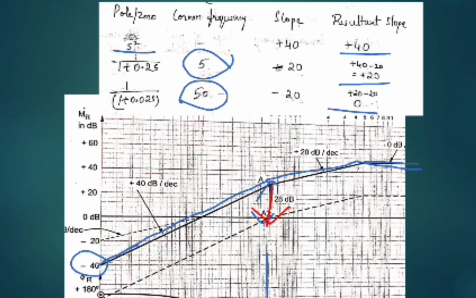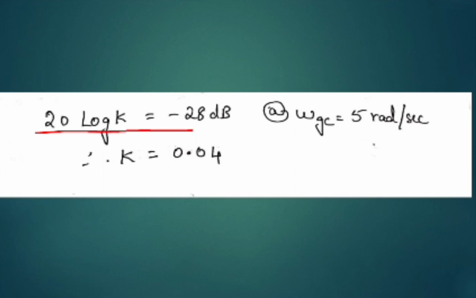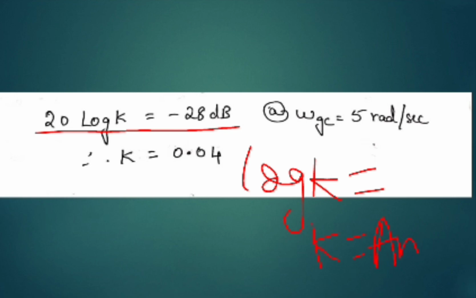So now we'll calculate the value of k accordingly. 20 log k is equal to minus 28 decibels. So therefore the log k value will be equal to minus 28 decibels divided by 20, and then the value of k will be the anti-log of the value obtained. Therefore the value of k will be equal to 0.04.